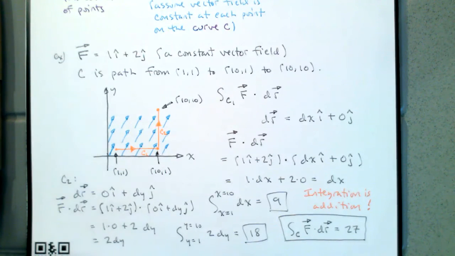And then similarly for part 2. Here's one of the things that we want to notice. Notice that this constant vector field was 1i plus 2j. It was more up than it was right. It was pushing more up than it is to the right.